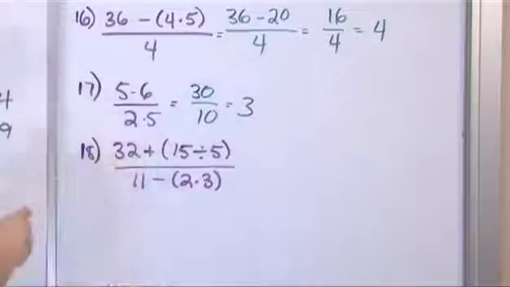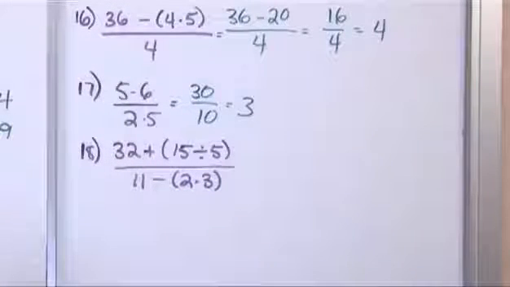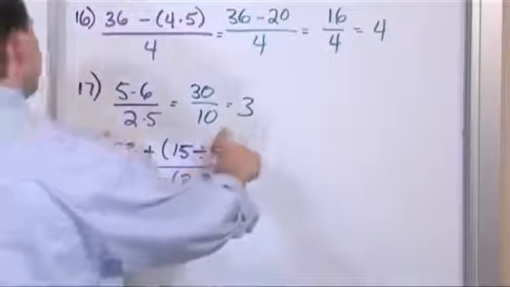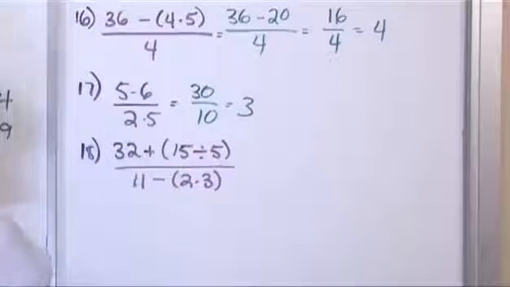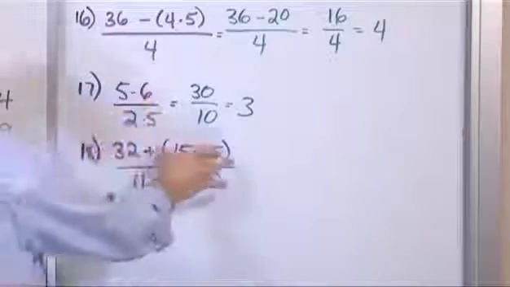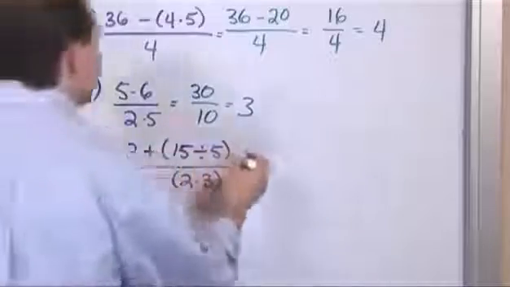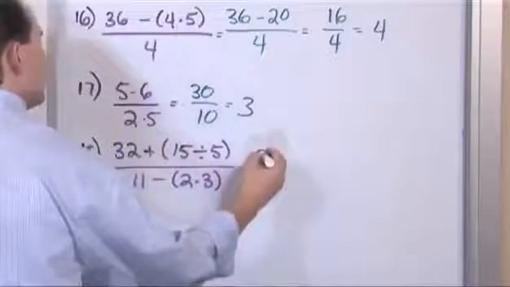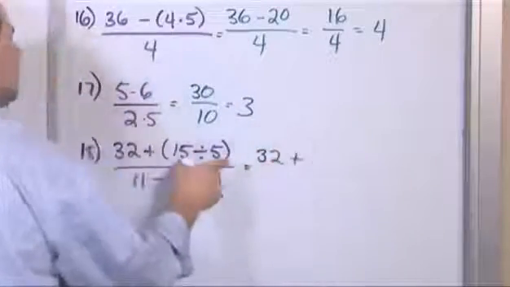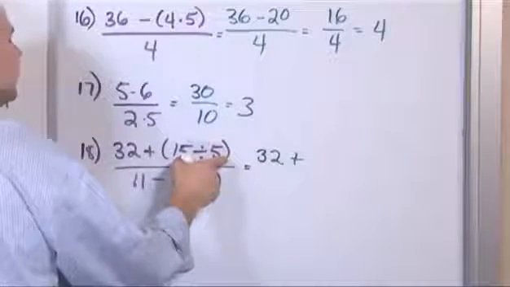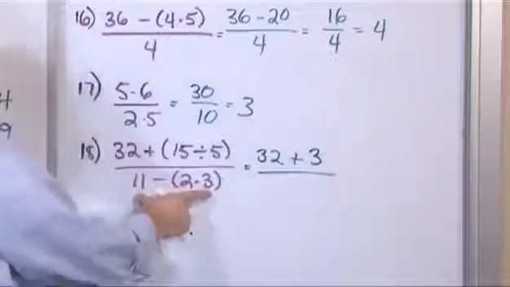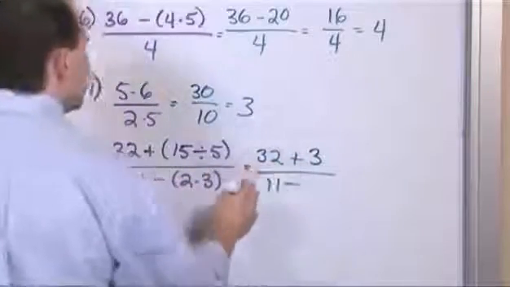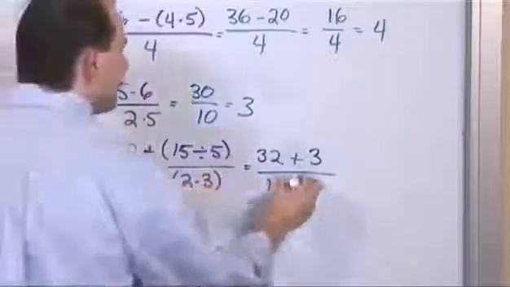You might look at this and start to worry, but if you just break it into logical chunks, it's easy. You have a fraction here. You envision invisible parentheses here and here, so we're going to work on the top and the bottom separately. Inside the top, we have parentheses. We must do that first. So what we're going to have is 32 plus, and then we do this guy right here. 15 divided by 5 is 3, divided by. We do this next. 11 minus, we must do inside the parentheses. 2 times 3 is 6.